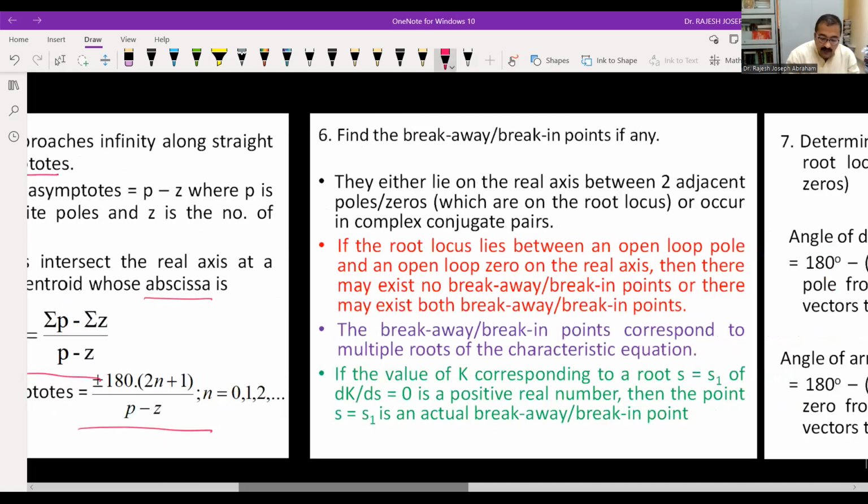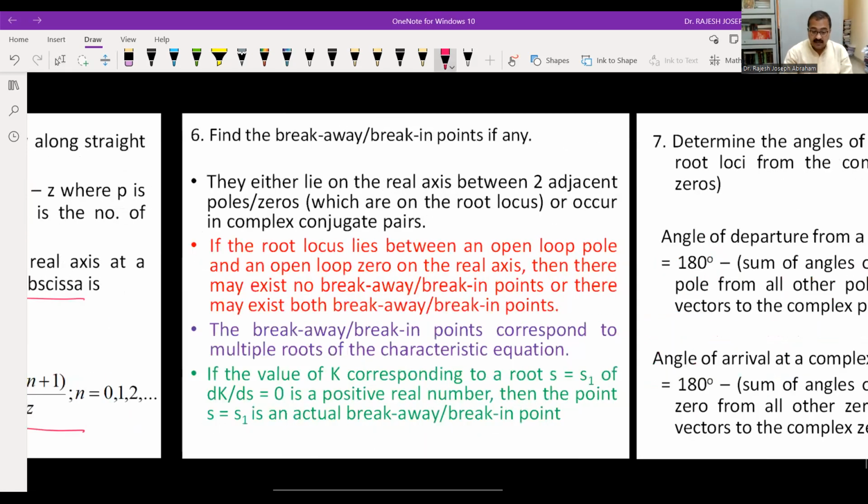Then we have to find the breakaway points, if there are any. They can lie either on the real axis between two adjacent poles or zeros which are on the root locus, or they occur as complex conjugate pairs in the S-plane, as discussed in the example in the root locus video. If the value of k corresponding to a root S1 of dk by ds equal to 0 is a positive real number, then the point is a breakaway point.